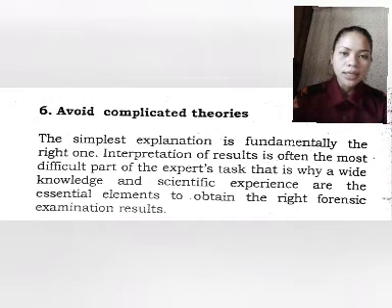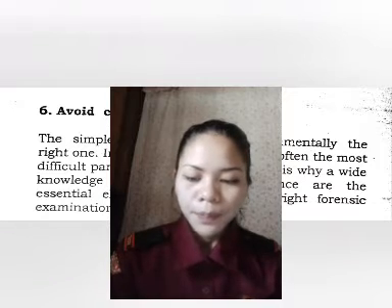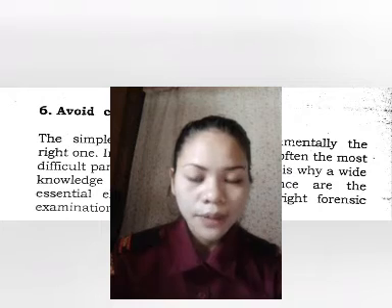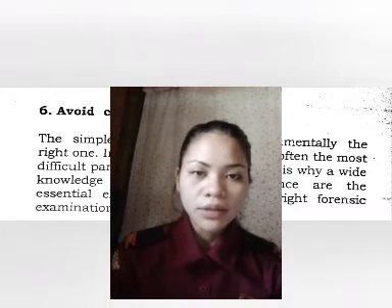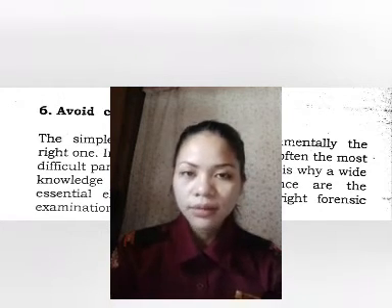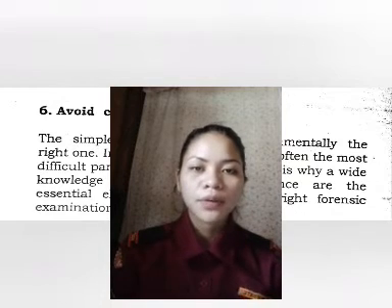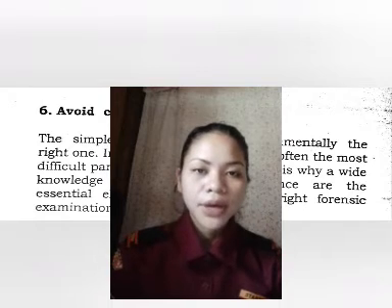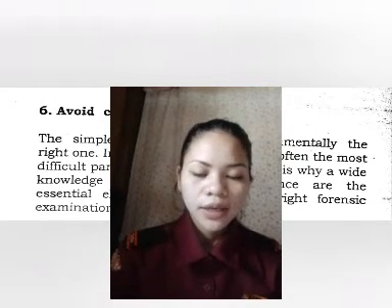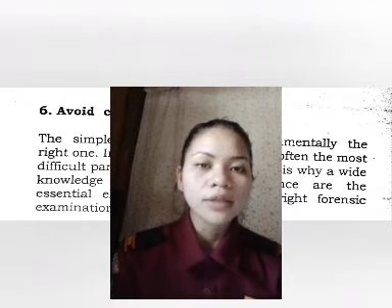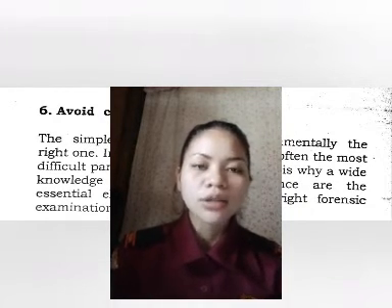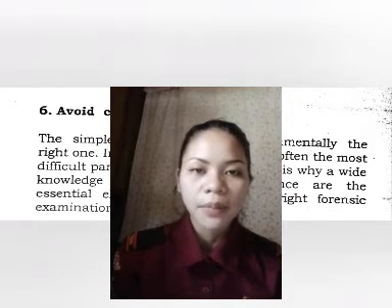So that is our 6 golden rules. I will read them back. First golden rule is go slowly. Second, be thorough. And then third, take notes. Number 4, consult others. Number 5, use imagination. And number 6, avoid complicated theories. So those are the 6 golden rules in practice of forensic chemistry.